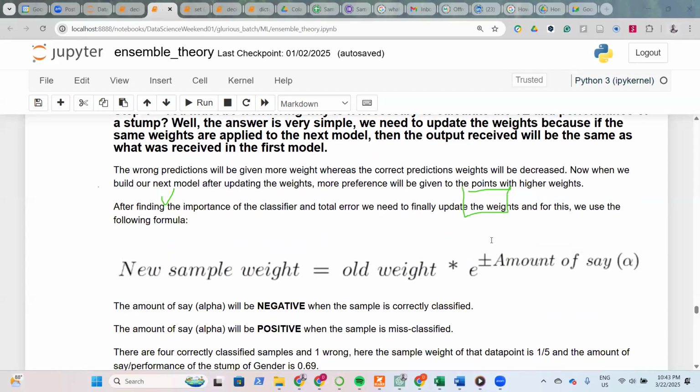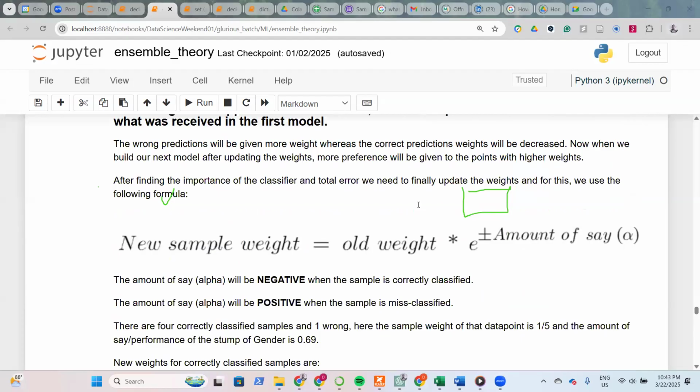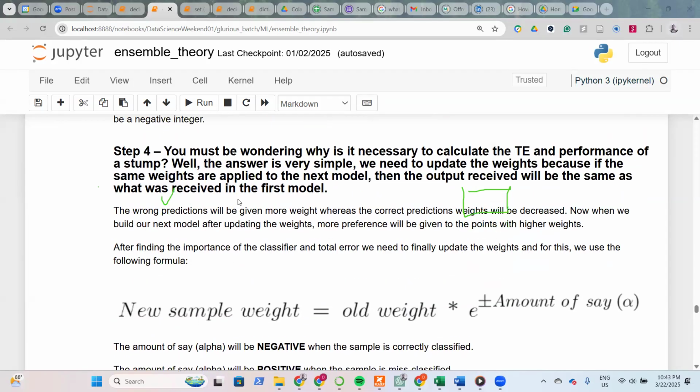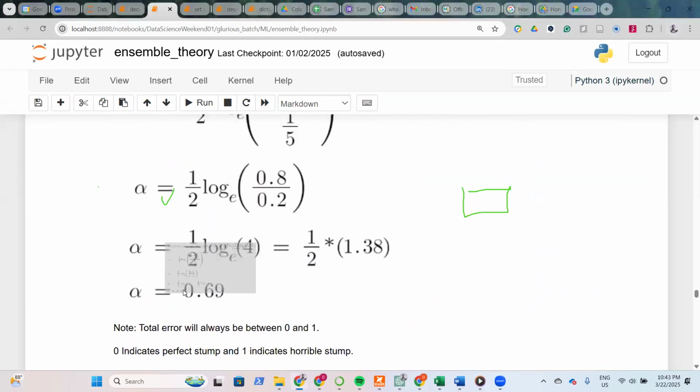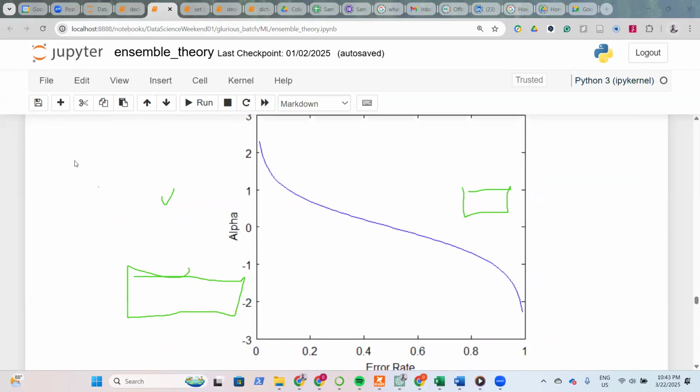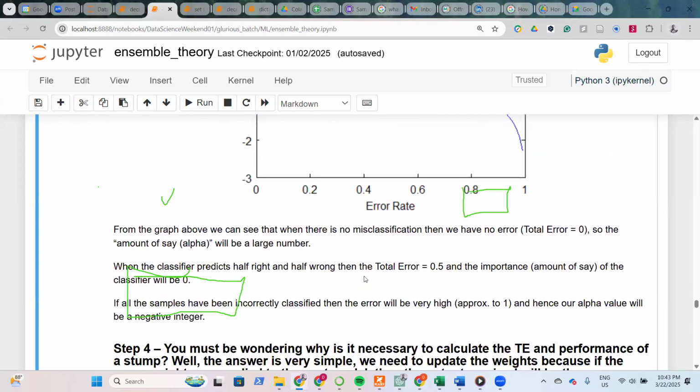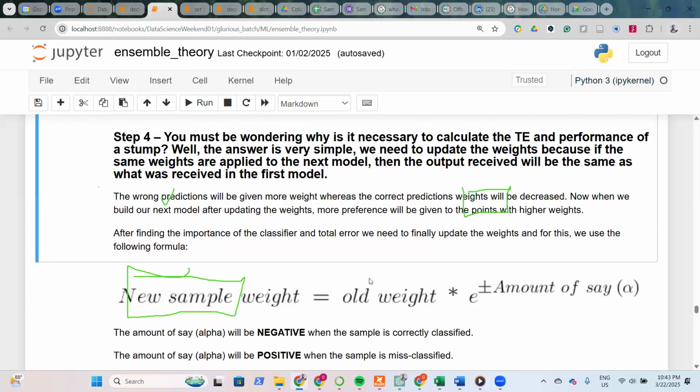There's something very important here. You multiply it by the exponential of the amount of say, which is alpha, and we have already calculated alpha up here. Our alpha was 0.69. Now, I want to explain something. If the record is correctly classified, you are going to use negative. If the record was wrongly classified, the algorithm will use positive.